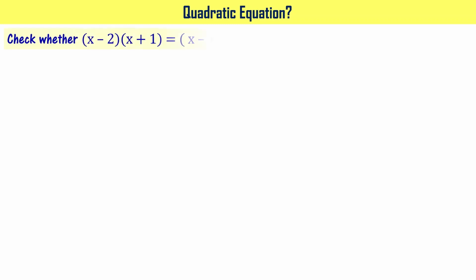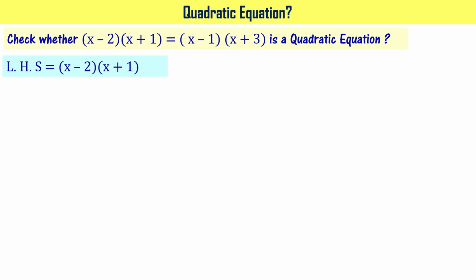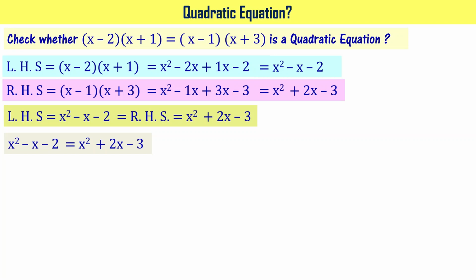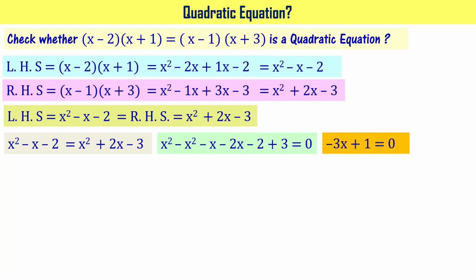The next question we had is to check whether x minus 2 times x plus 1 equal to x minus 1 times x plus 3 is a quadratic equation or not. Let's take the left hand side terms and multiply them such that you get x square minus x minus 2 as the LHS. Let's take the right hand side terms and multiply them and rearrange such that you get x square plus 2x minus 3 as the RHS. Let's equate these two and simplify such that you get minus 3x plus 1 equal to 0.